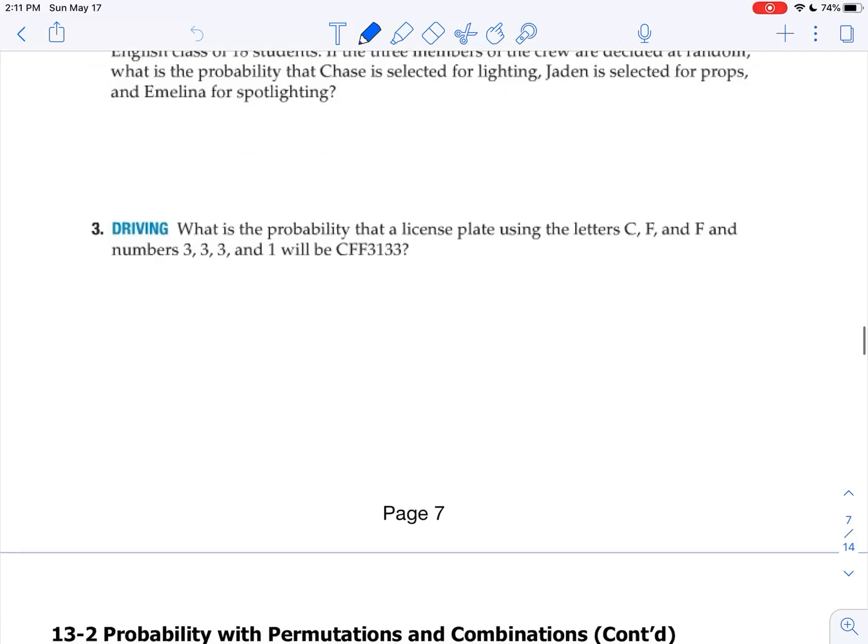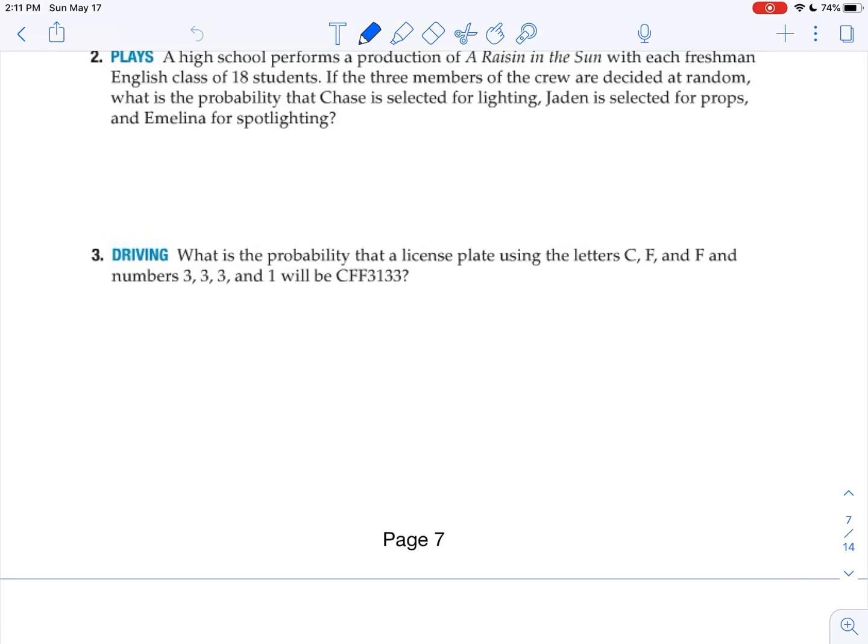So we have a total of 3 that are being selected from a group of 18, and we want to specifically know that Chase is chosen for lighting, and once Chase is chosen, then we only have 17 more to pick from for Jaden, and then only 16 more. So that is a permutation in which the total number that we are selecting from is 18, and we're selecting 3 people in particular. And there's only going to be one favorable outcome in which Chase is selected for lighting and Jaden for props and Emelina for spotlighting. So that would be 1 out of the total possible outcomes.